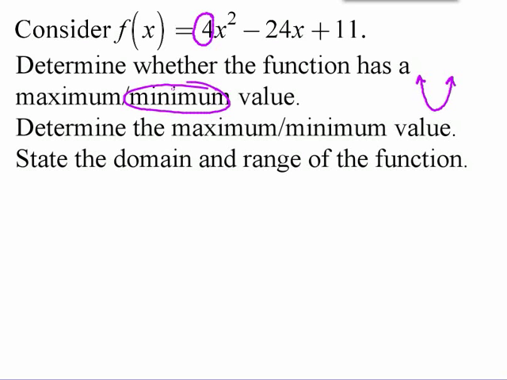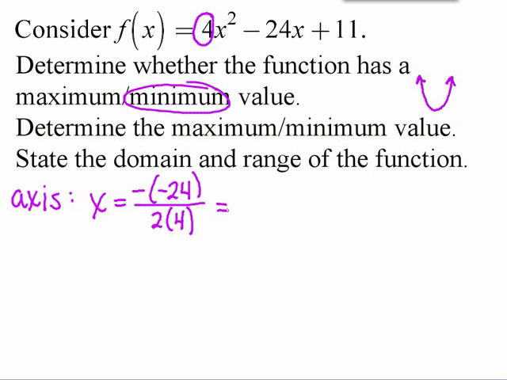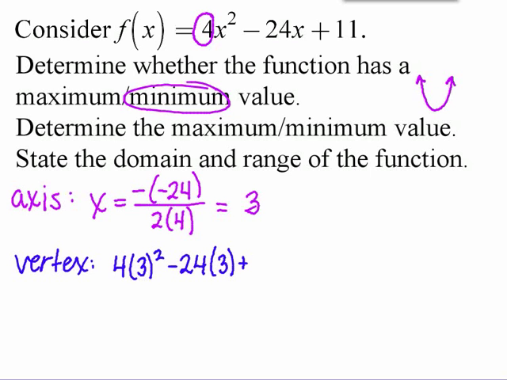Now we need to determine that. So to determine that, I've got to find my axis first. So axis, x equals the negative of negative 24 divided by 2a, so 2 times 4. So 24 divided by 8, which is 3. Now I need to find the vertex. So to find the vertex, I'm going to plug 3 in. So if I plug 3 in, I get 4 times 3 squared minus 24 times 3 plus 11.